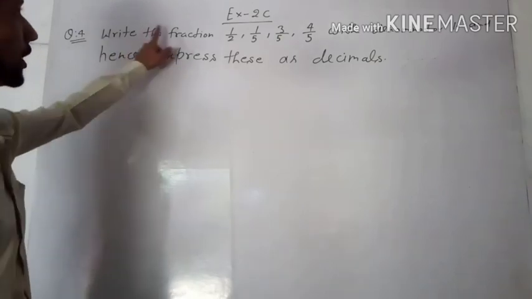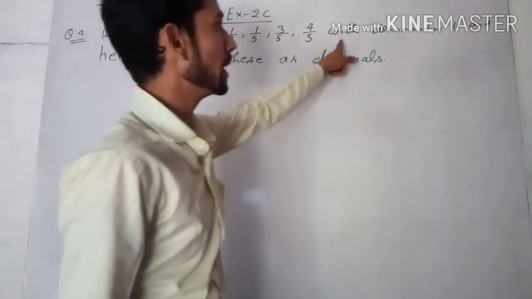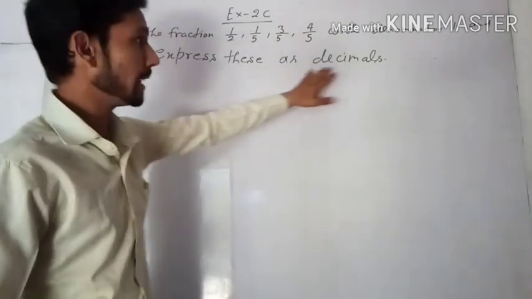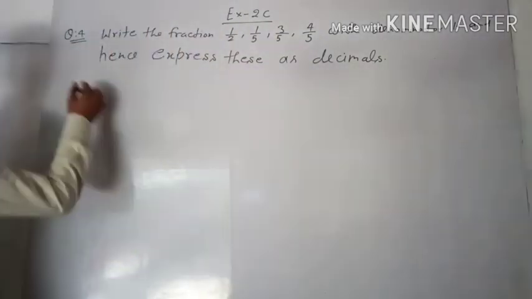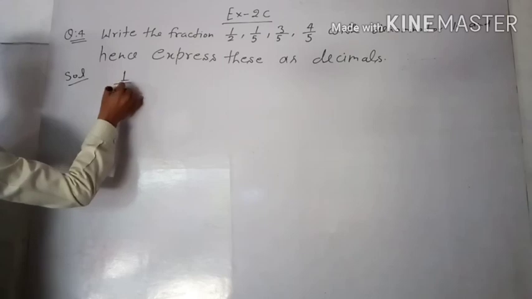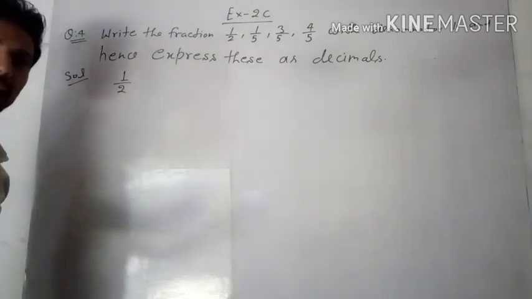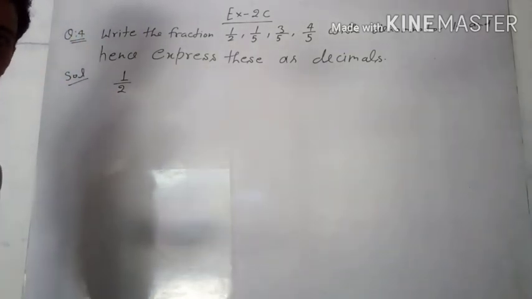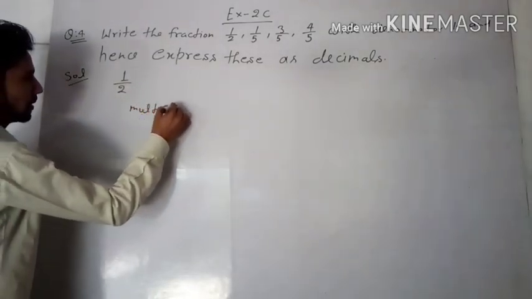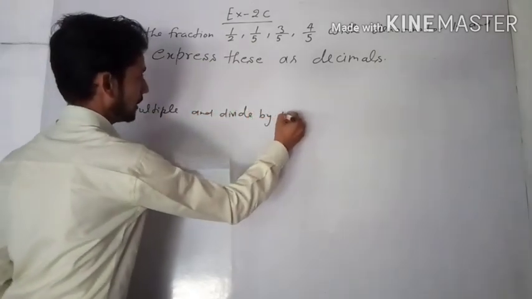Question number 4. Write the fractions 1 upon 2, 1 upon 5, 3 upon 5, 4 upon 5 with denominator 10 and hence express these as decimals. So first is 1 upon 2. We will convert it into a fraction with denominator 10. So multiply and divide numerator and denominator both by 10.